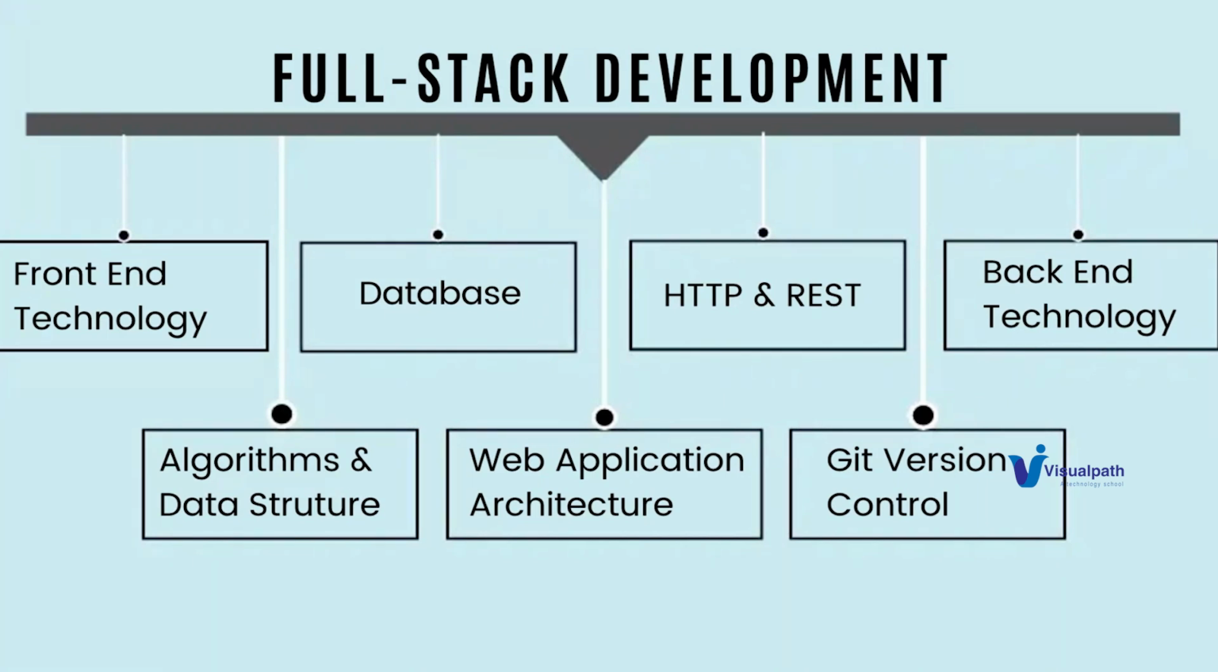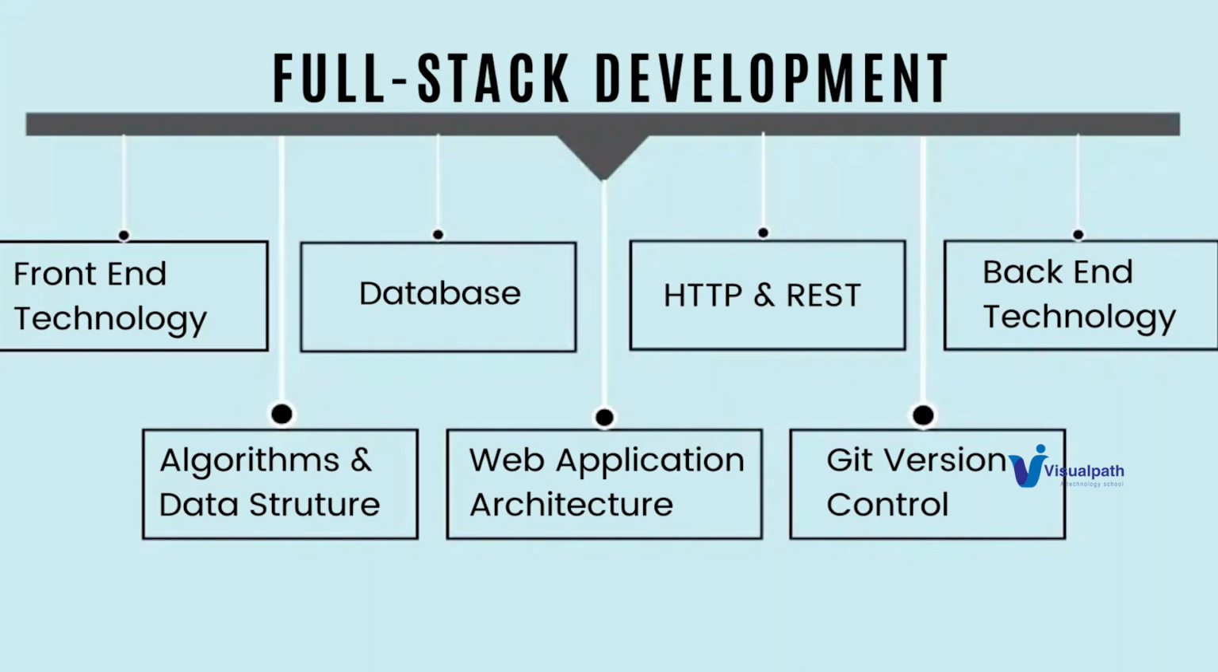Then you have algorithms and data structures, which you need when you're building more complex AI based applications. A better web application architecture makes your application more performance oriented and scalable. Then you have Git. Whatever code you write or develop should be hosted somewhere, checked in, because multiple people will be working on it. So you have a common place from where you pull the code and deploy your application on the server.